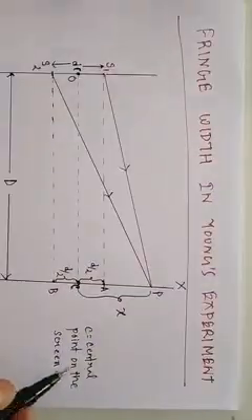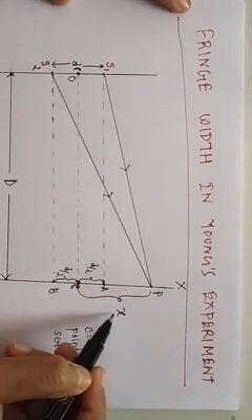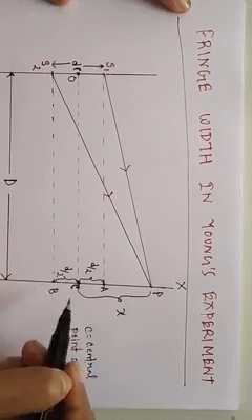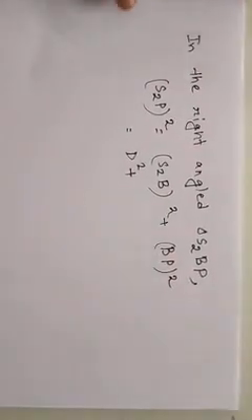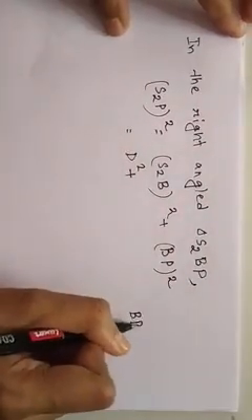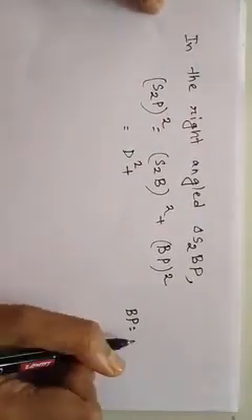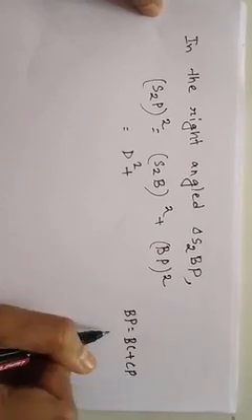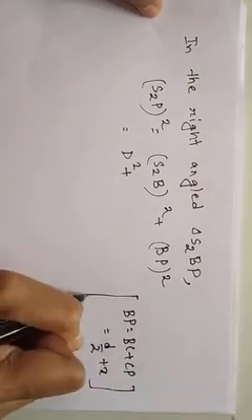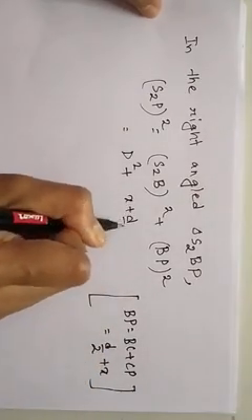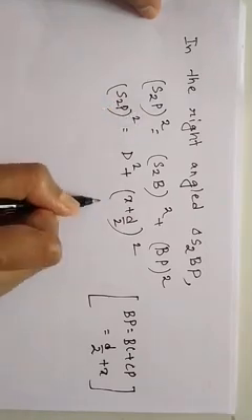So if we look at this BP, you see it is equal to PC plus CB. Now PC is equal to x and CB is equal to d by 2. So it will be x plus d by 2 whole square. Now BP is equal to BC plus CP, where BC is d by 2 and CP is x. So BP square is x plus d by 2 whole square. So S2P square is D square plus x plus d by 2 whole square.